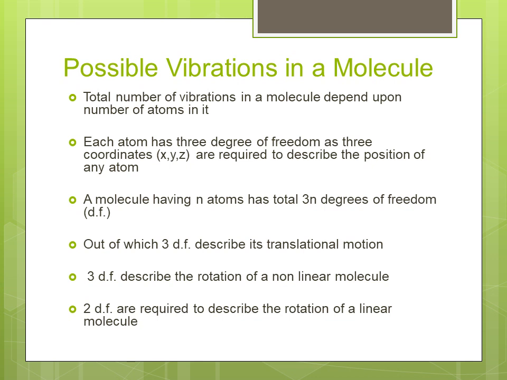So we can say that each atom has 3 degrees of freedom. For example, if a molecule has n number of atoms, it will have a total of 3n degrees of freedom. Now we have to divide these 3n degrees of freedom because there are 3 types of motion: translatory motion, rotational motion and vibrational motion. We'll see now how many degrees of freedom are required for each individual type of motion.